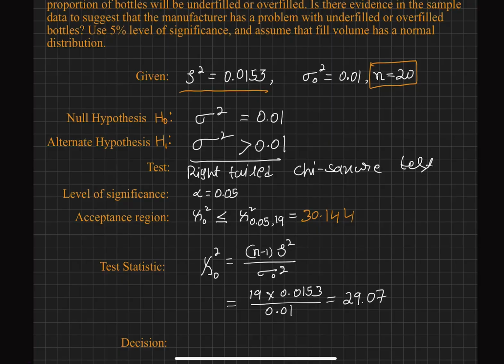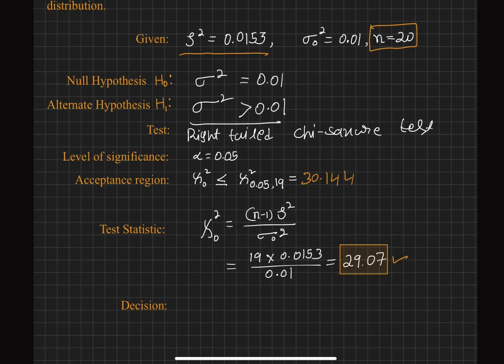Let us, from the given data, determine the chi naught square value using the test statistic formula, that is n minus 1 into s square by sigma naught square. And if we substitute and simplify, we will get the chi naught square value as 29.07. Now with this chi naught square value, we can observe that chi naught square is less than the critical point here, that is 30.144. So it is in the acceptance region.